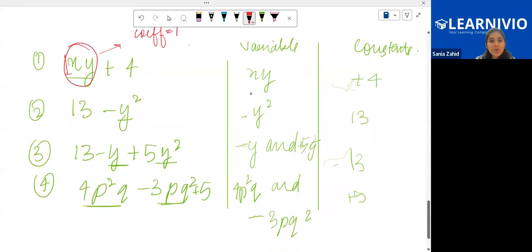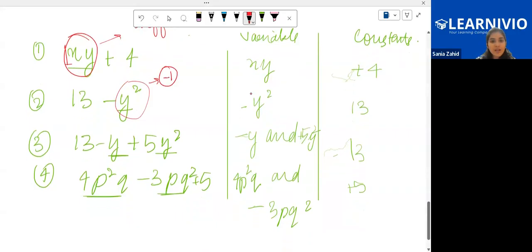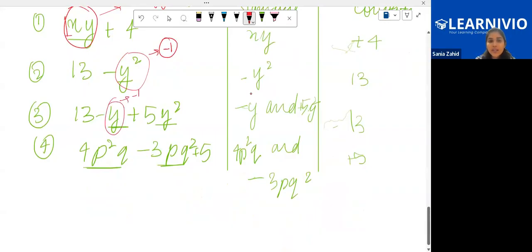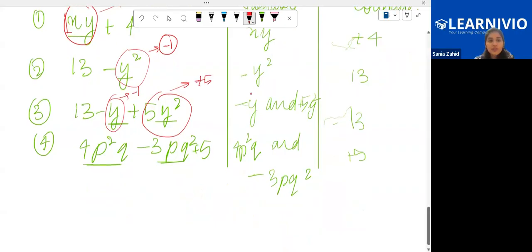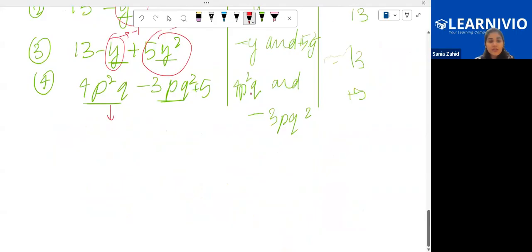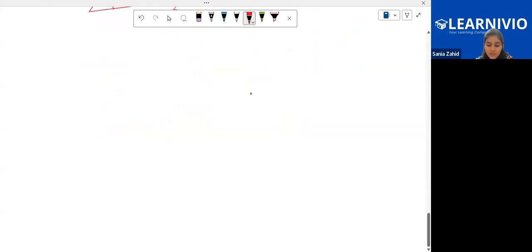See, for example, over here, what is the number attached with y square? It is no number, so minus sign only. So, you put minus 1 as a coefficient. Fine. Then over here also, what will be the coefficient? Minus 1. In this one, what will be the coefficient? Plus 5, sorry. Then in the fourth one, what will be the coefficient? 4. Okay, and this one? Minus 3. Please also care for the sign. So you should also know how to write the coefficients.